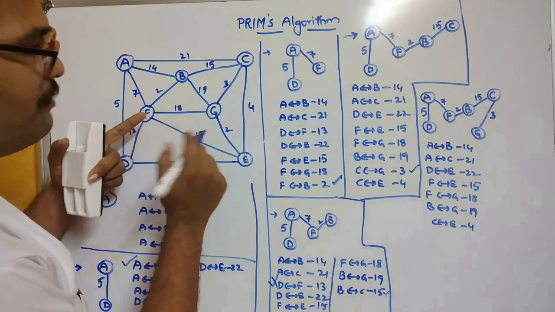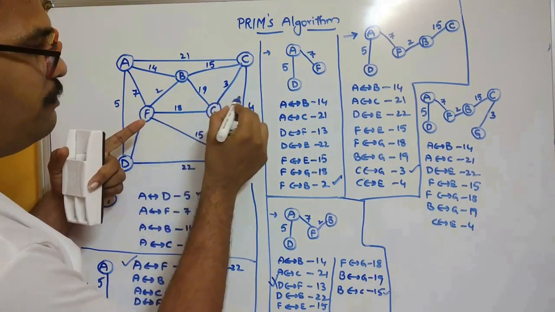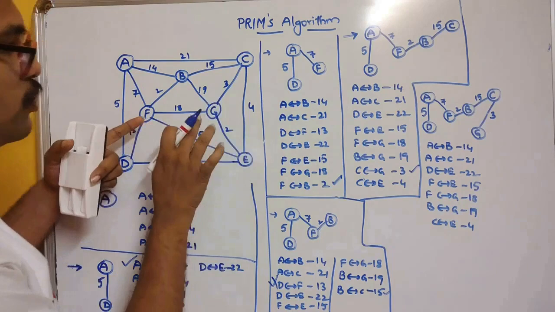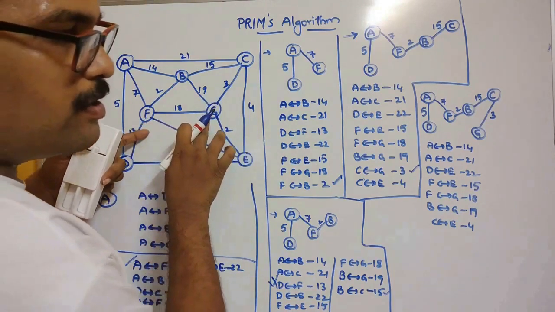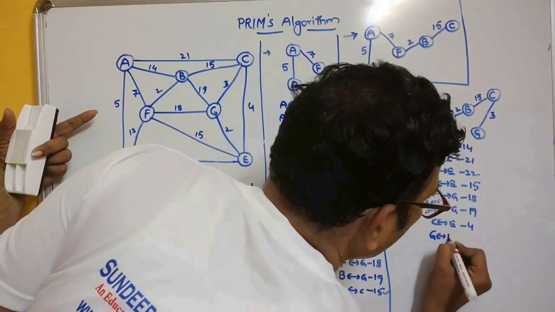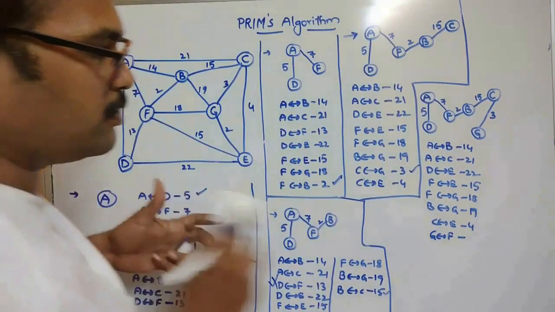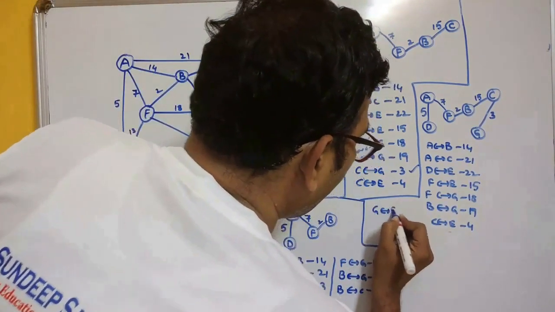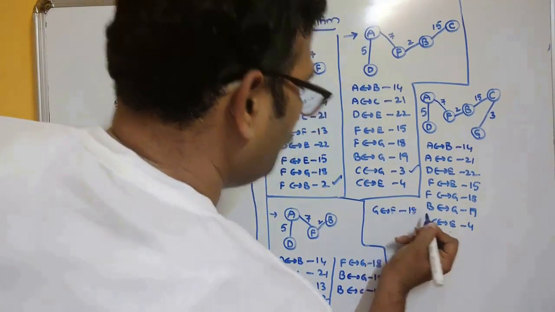So G, we are having 1, 2, 3, 4 and 1, 2, 3 and 4. So first G to F. Is there any edge? There is no edge. So we have to consider G to F. Okay, so let us consider here, right? G to F with 18.